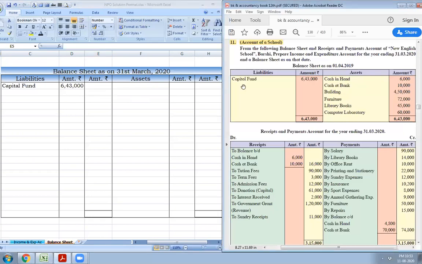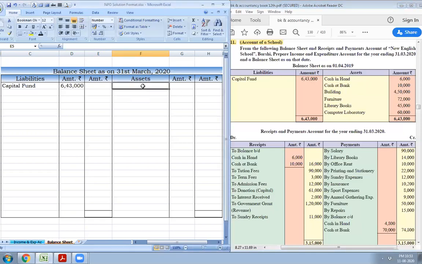Next item is building. Asset side we will record as building. Amount is rupees 4,50,000 inner column, and we will leave 3 lines for adjustment. Next item, furniture. Amount is 72,000. Again, 3 lines for adjustment. One for additions made to the furniture, another one for depreciation and one for subtotaling.